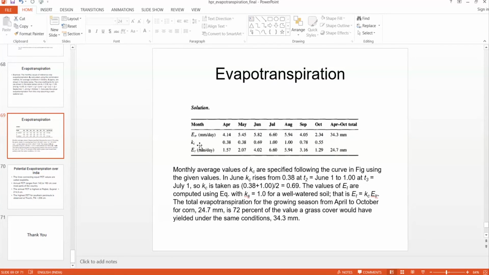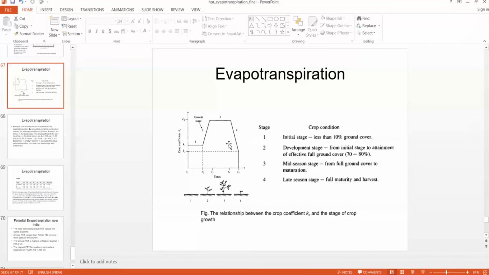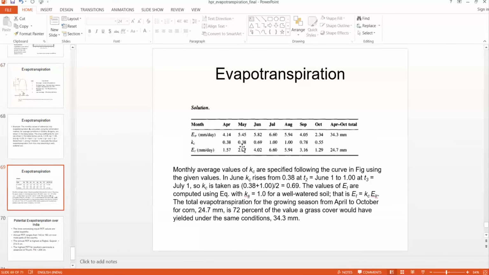So now Kc, that is the crop coefficient. So Kc is given as 0.38 in April. Okay, so this we can relate from this figure and the description of the question. So it's very easy. You see that this 0.69 is calculated as the midpoint of the slope. Okay, that increasing slope during the growth time. So that is 0.38 plus 1.0 by 2.